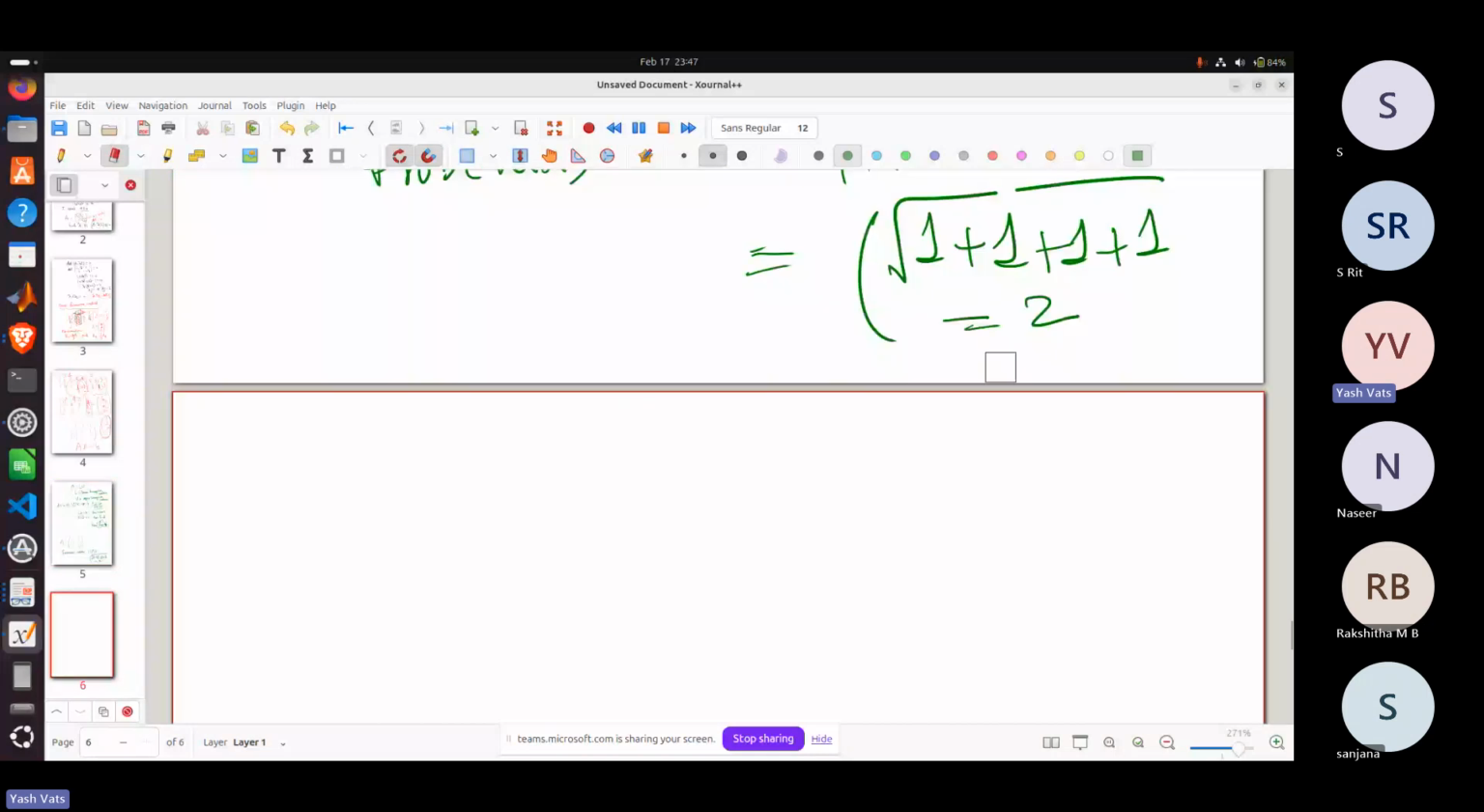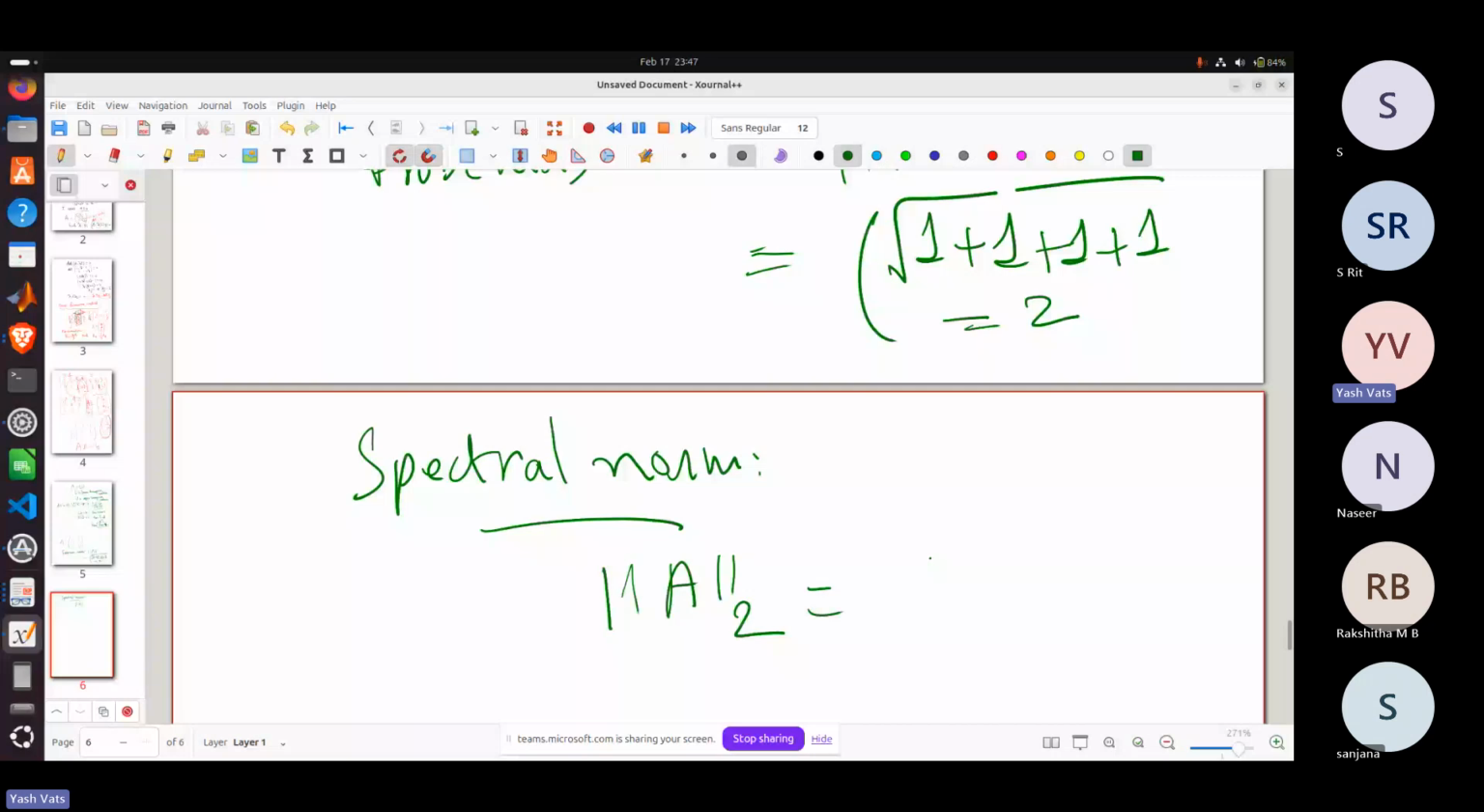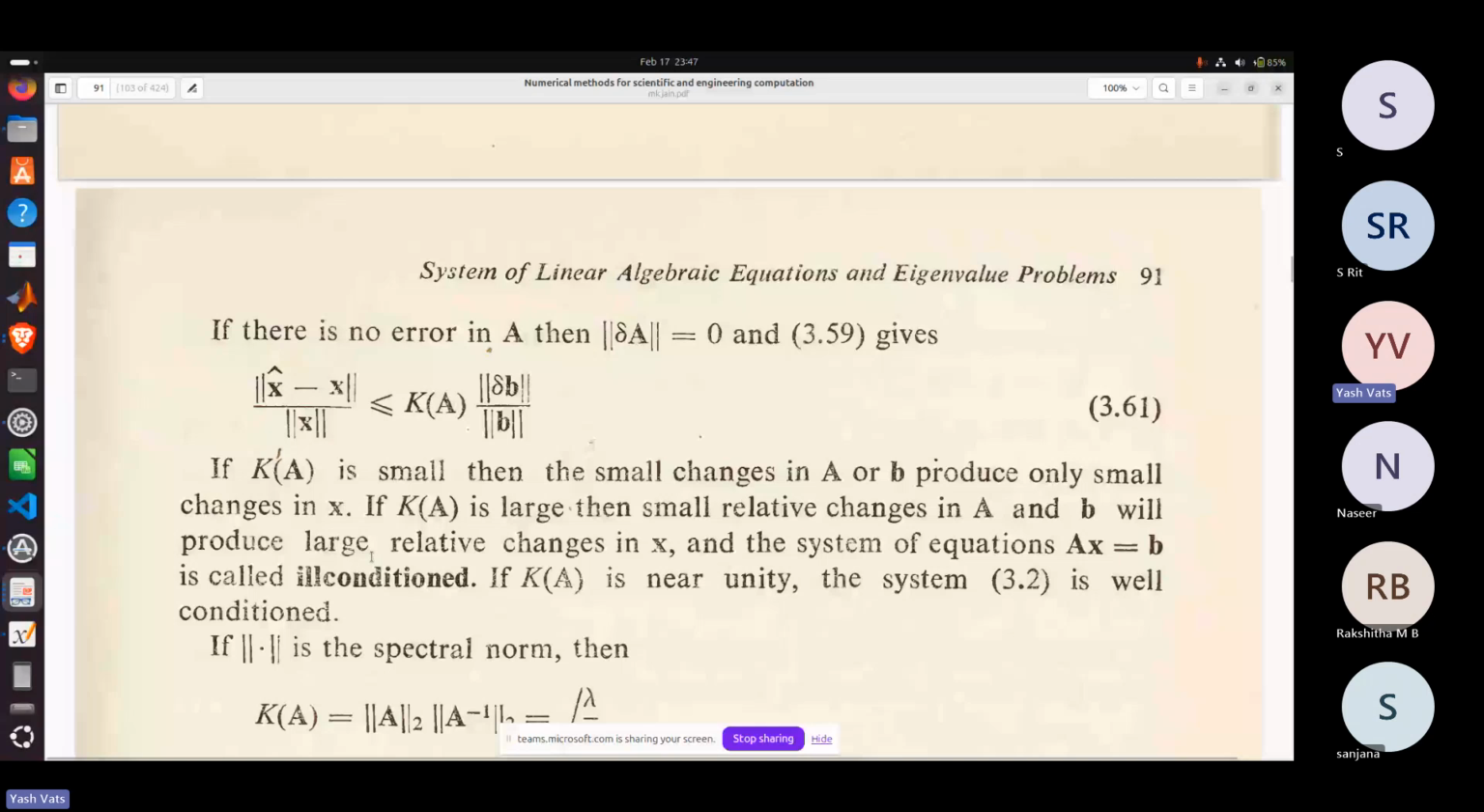If I define the spectral norm, then norm A2 is just the square root of rho of A star A. So norm A2 is defined as the square root of lambda, where lambda is rho of A star A, the absolute eigenvalue of A star A. Then the condition number is norm A times norm A inverse.